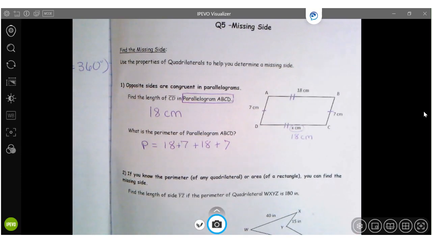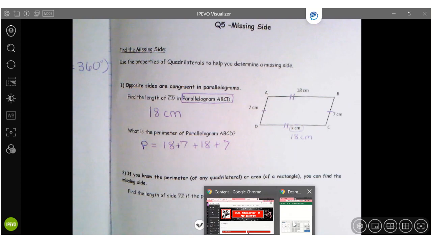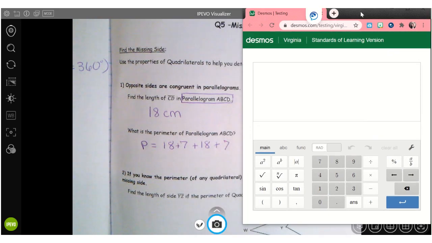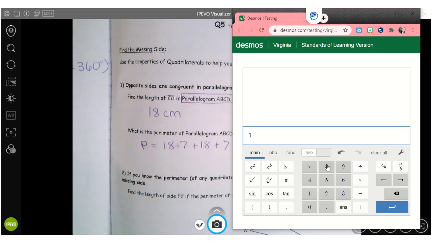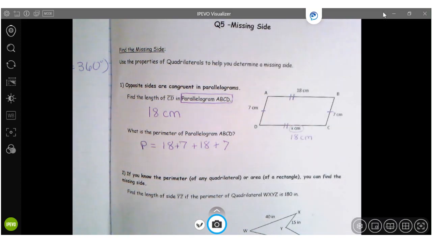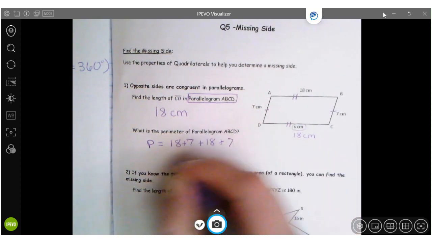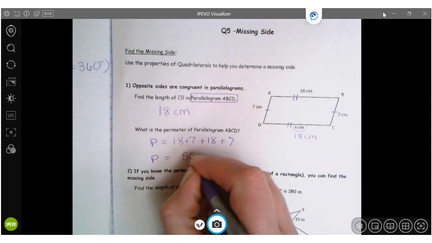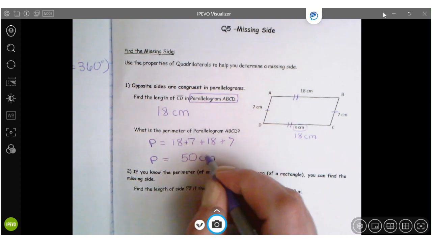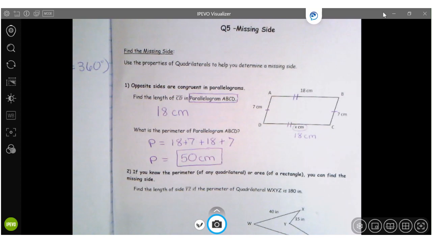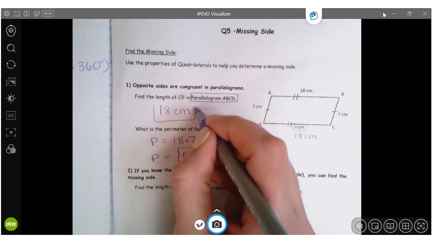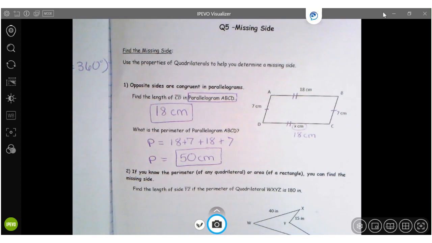So when I add all of those up, and you are welcome to use Desmos to help you out, you are adding up 18 plus 7 plus 18 plus 7, which would give me a total of 50. And my units I was dealing with were centimeters, so that would give me a perimeter of 50 centimeters. I'll go ahead and box in my answer up here too so that we can easily find our answers for each of these.